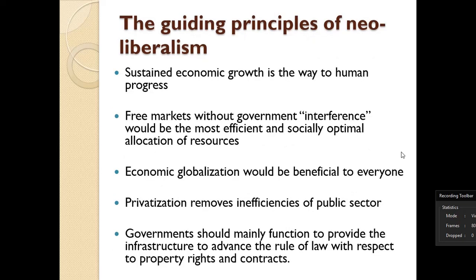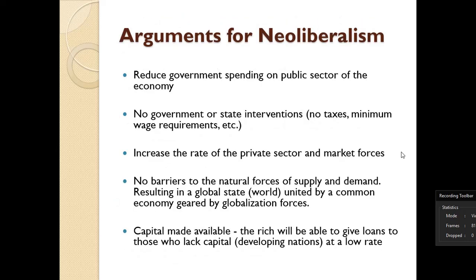And of course, the guiding principle for neoliberalism is what I've just talked about, privatization. Government should mainly function to provide just infrastructure, developing, for instance, roads, so that people can be able to transport their goods very well from market to market. And then, of course, free markets without government interference would be most efficient in this case.